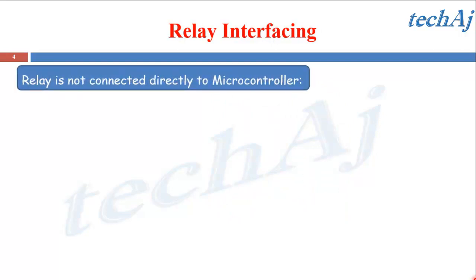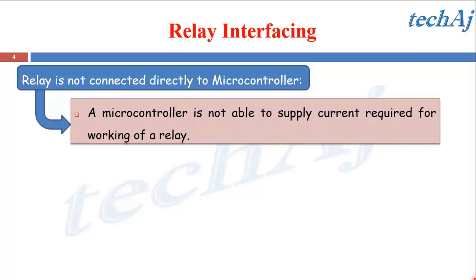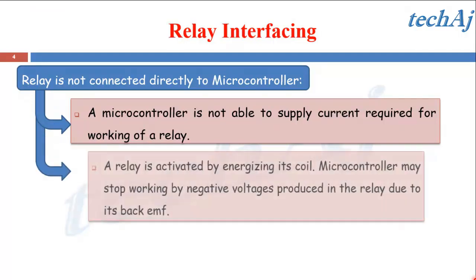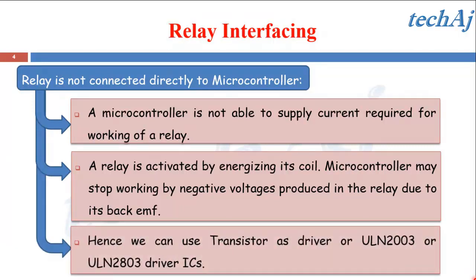While interfacing the relay with the microcontroller, it is not directly connected to the microcontroller because a microcontroller is not able to supply the current required for the working of a relay, as the current sourcing capability of a microcontroller is less, and a relay is activated by energizing its coil. Microcontroller may stop working due to negative voltages produced in the relay due to its back EMF. Hence, relay is interfaced by using a transistor as a driver or ULN2003 or ULN2803 driver ICs.